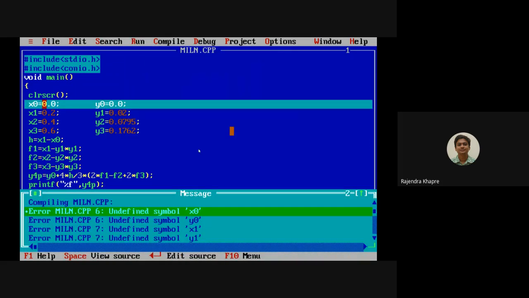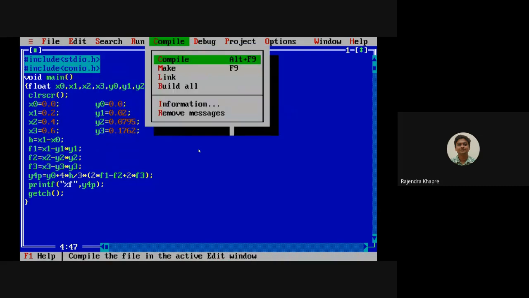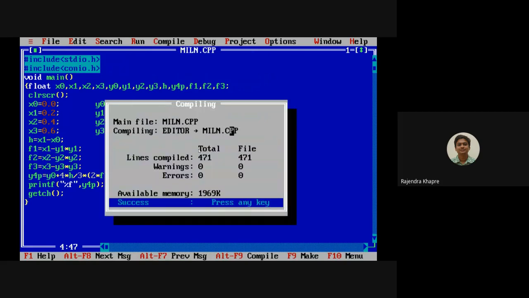There are 13 errors. Can anybody tell me, what are the errors? We have not defined the values. We have not defined the float. So this will be x0, x1, x2, x3, y0, y1, y2, y3. Apart from this we have to define h and y4 predicted, and we have to define f1, f2 and f3 also. So total how many variables? 13. Because of that we have received 13 errors, and hopefully if you compile this, you are not getting any error, you are not getting any warning, right?